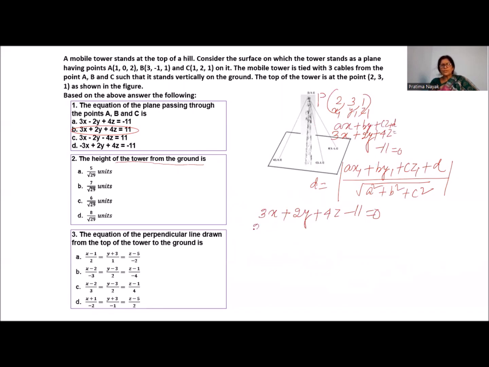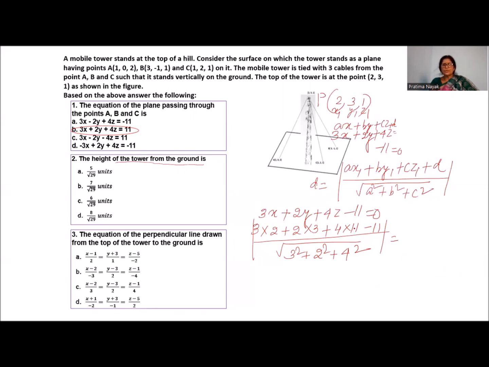So it will be 3 into 2 plus 2 into 3 plus 4 into 1 minus 11, upon under root of 3 square plus 2 square plus 4 square, under modulus. So this will be 6 plus 6, 12, 12 plus 4, 16, 16 minus 11, 5.